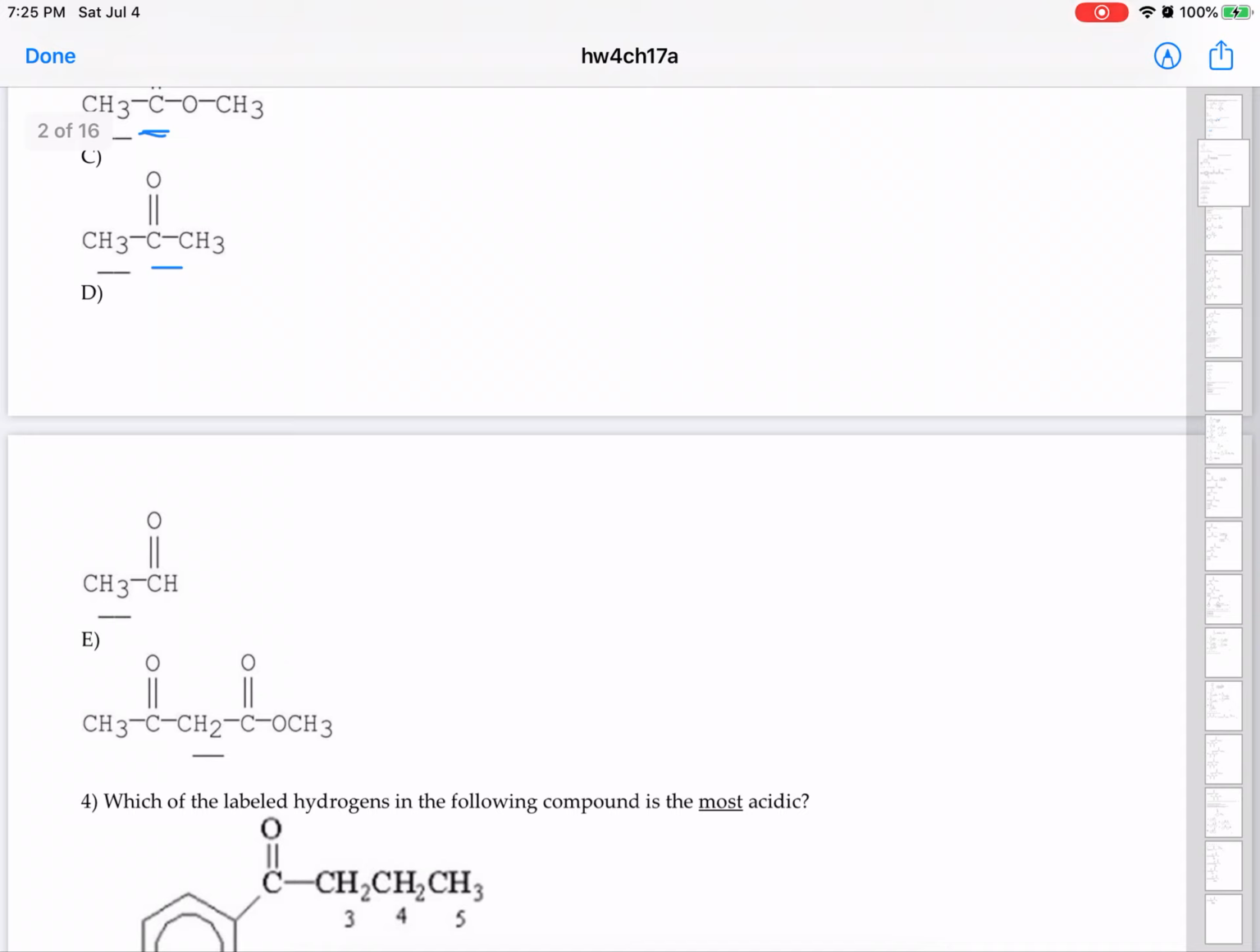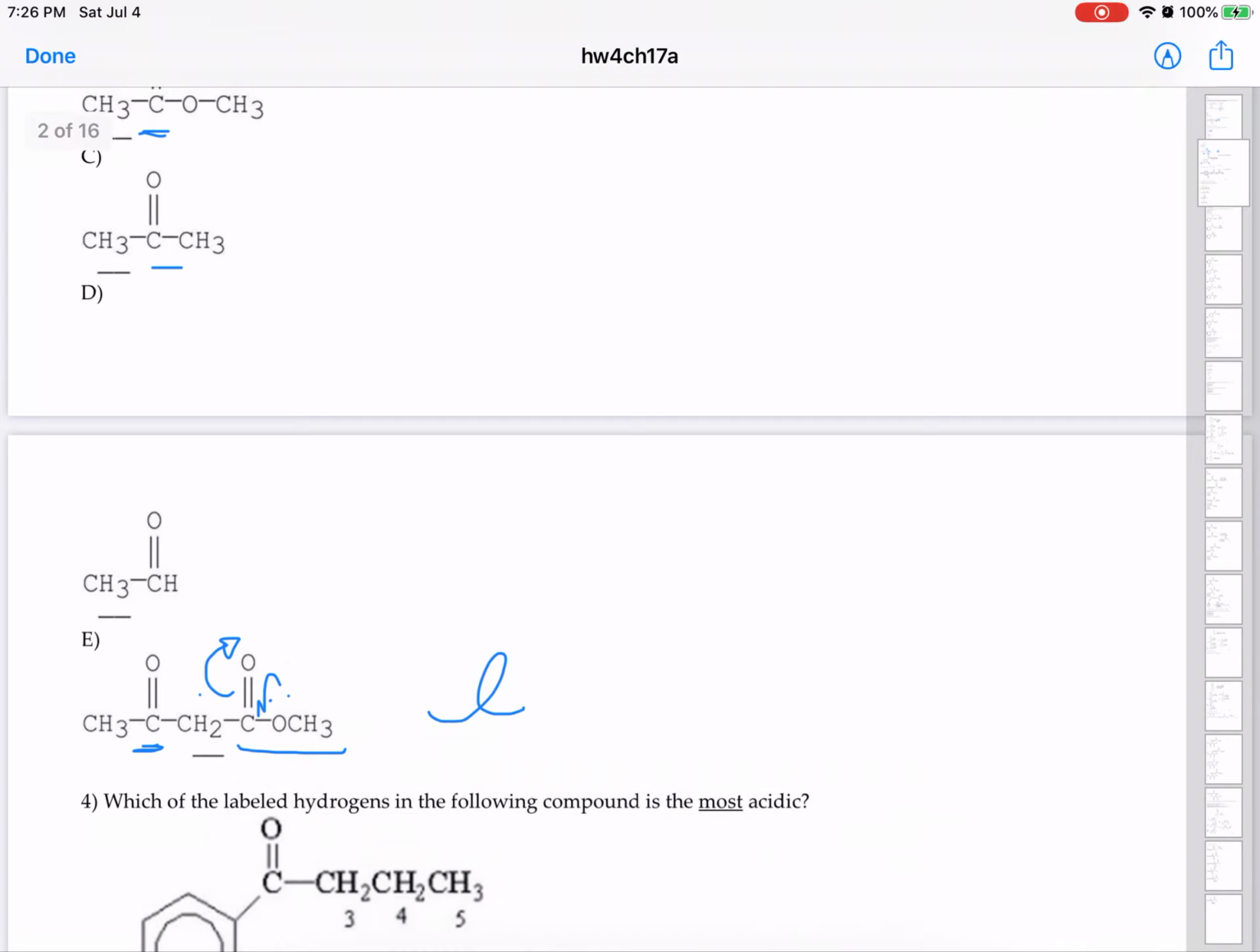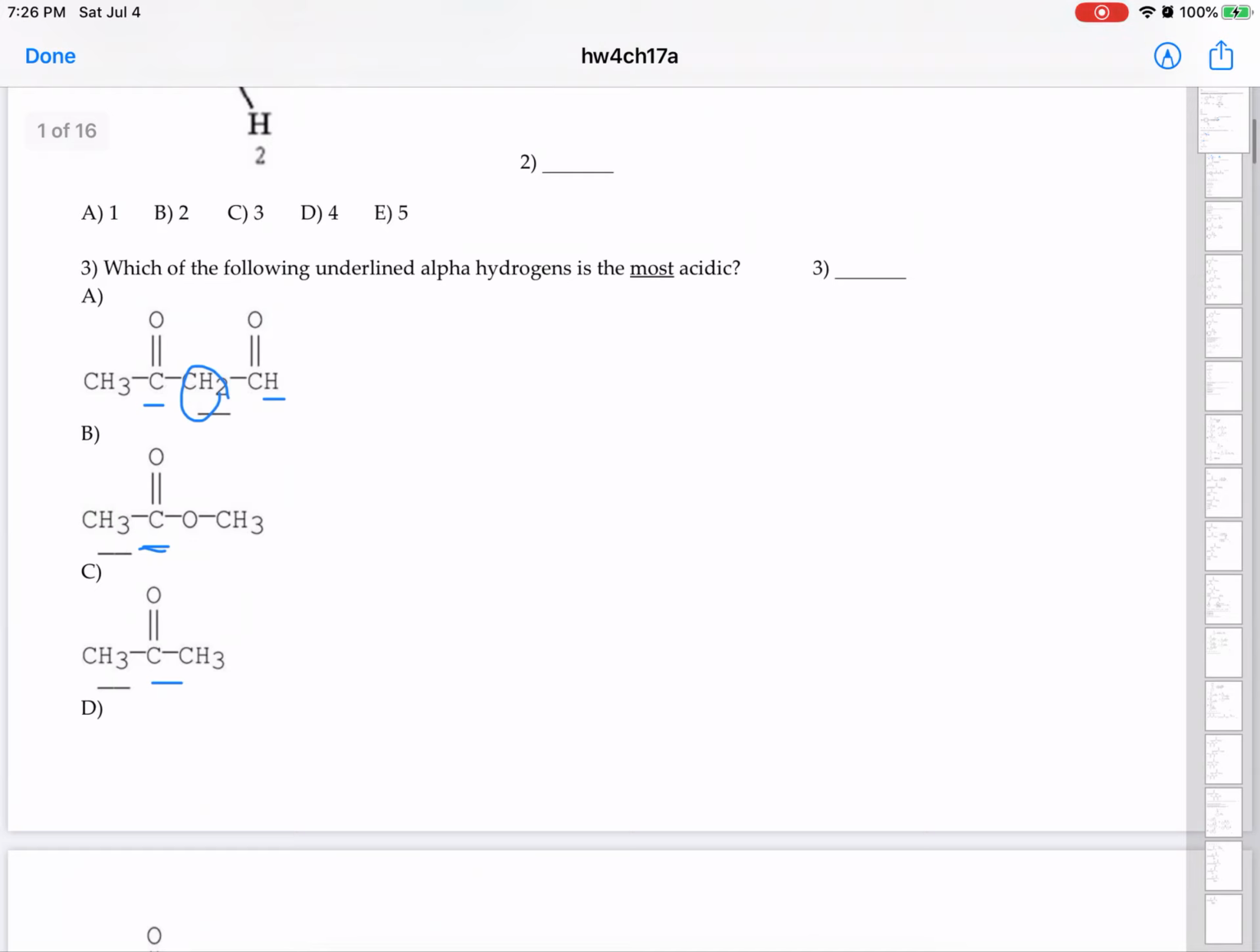Okay, so one of these is an ester group, this one over here, and this is a carbonyl group. Now with the ester, when you have an ester by the alpha carbon, remember we learned that the oxygen of the ester also competes for the resonance. So because of that, A would be the most acidic.